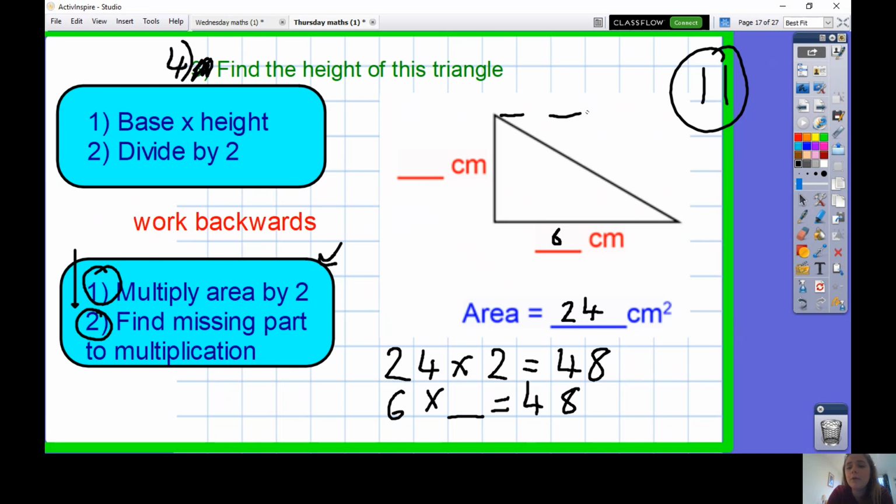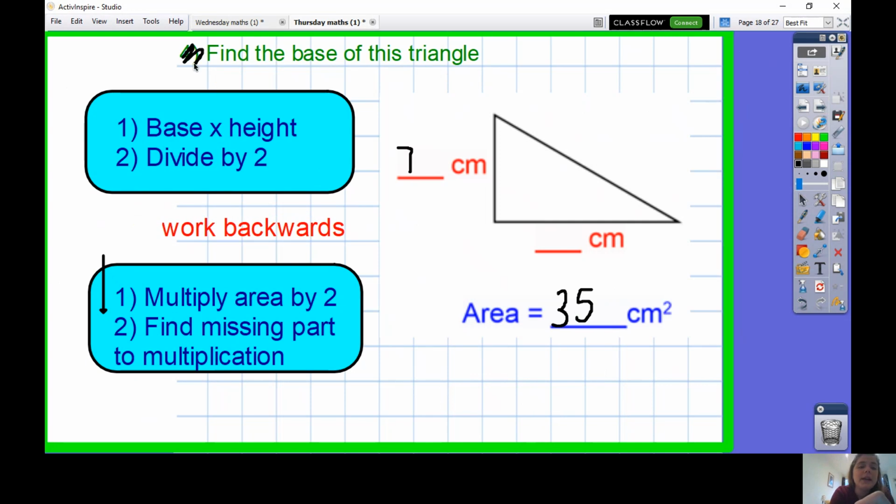I found the area of the whole rectangle. Now I can just work out what do I times 6 by to make 48. Well done if you said 8 centimetres. If your answer here was 4 centimetres, what you forgot to do is multiply this by 2. Remember, the area of a rectangle is length by base. The area of a triangle is length by base divided by 2. So you've got to times by 2 first.